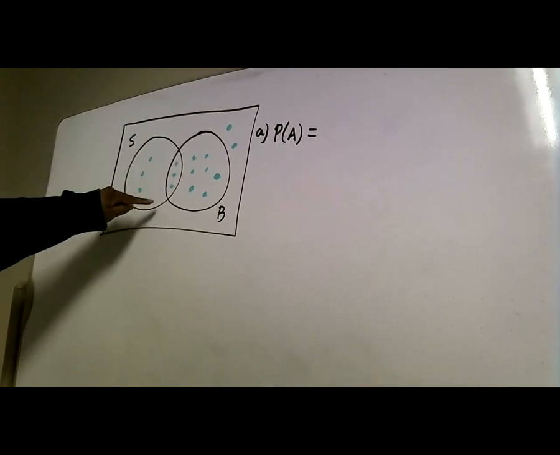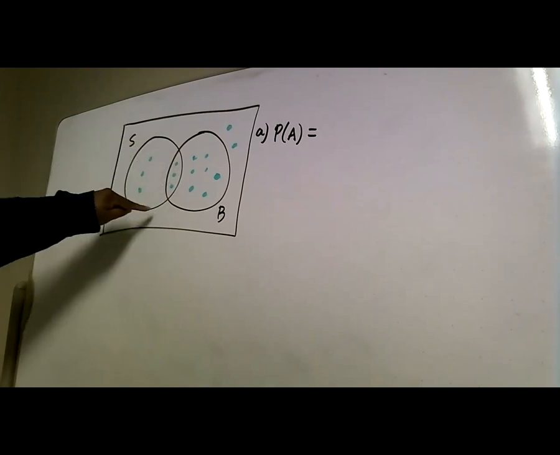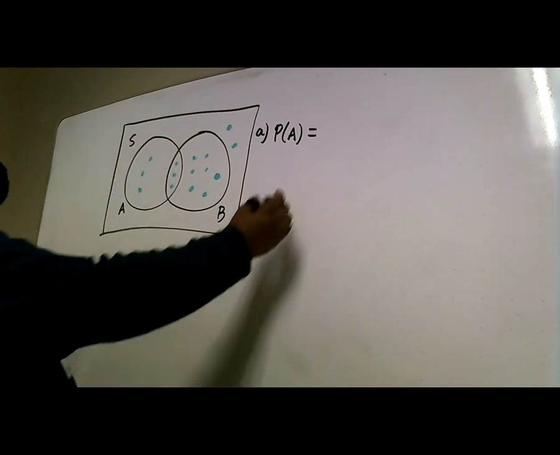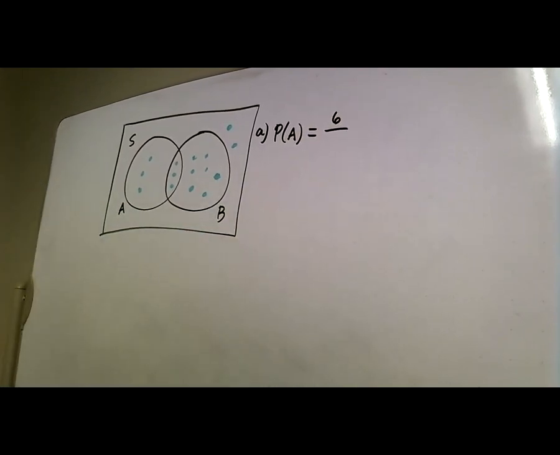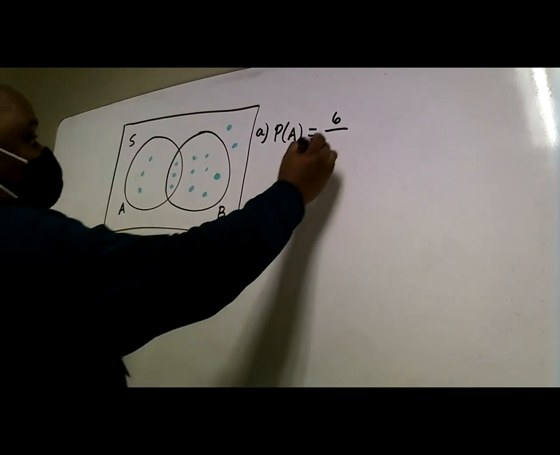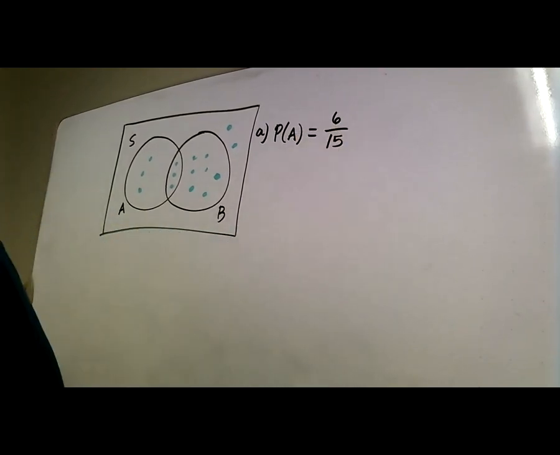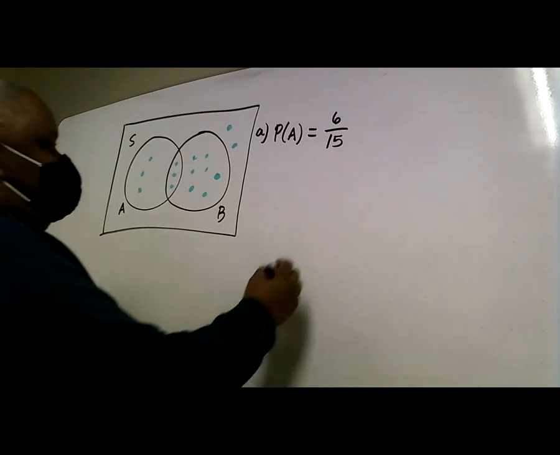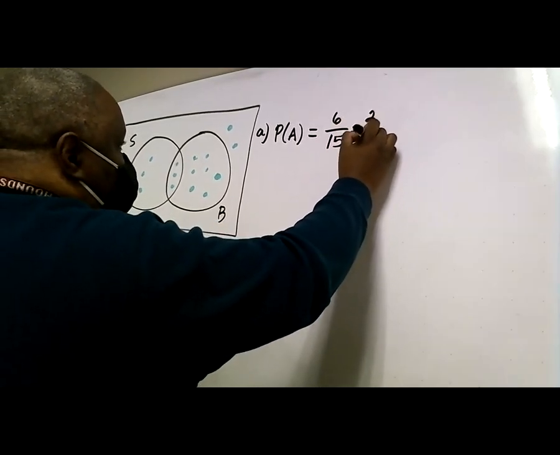So here's event A right here. How many dots are there in this circle for A? There's 6. And then I need the total number of dots that are in this Venn diagram, which is 15. So the probability that event A will occur would be 6 out of 15. And if we were to reduce that in simplest form, that would be 2 over 5.